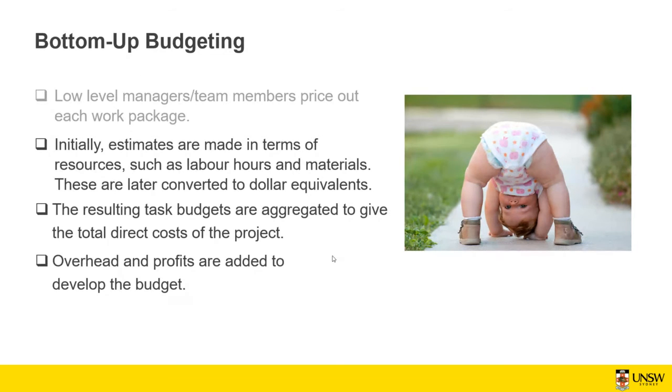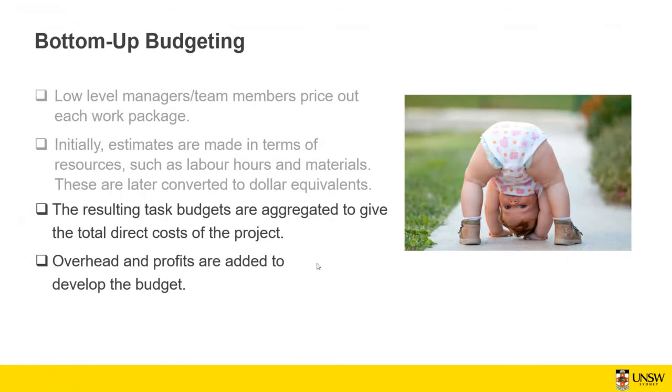So for example, as we had an example, we need 25 hours of work for a plumber, and this is the rate, and this is the amount of money that we need to put as the overhead. And these are also calculated for each work package and also any material that we need for doing that project. So for each work package, we got the budget that we need. And the resulting task budgets are aggregated to give the total direct cost of the project.